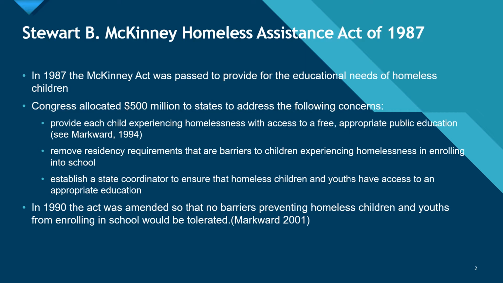Congress had allocated $500 million to states to address the following concerns: providing each child experiencing homelessness with access to free, appropriate public education, removing residency requirements that are barriers to homeless children enrolling into school, and establishing a state coordinator to ensure that homeless children and youth have access to appropriate education. In 1990, the act was amended so that no barriers preventing homeless children and youth from enrolling in school would be tolerated.